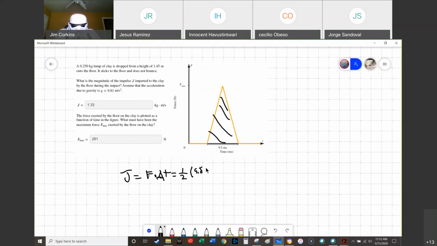9.5 milliseconds, which is 10 to the negative third seconds, times the force. Since we are not given a value for the force, we have to figure that out. The only way you're allowed to find the force is if you use the dark side, by the way. Little joke there.